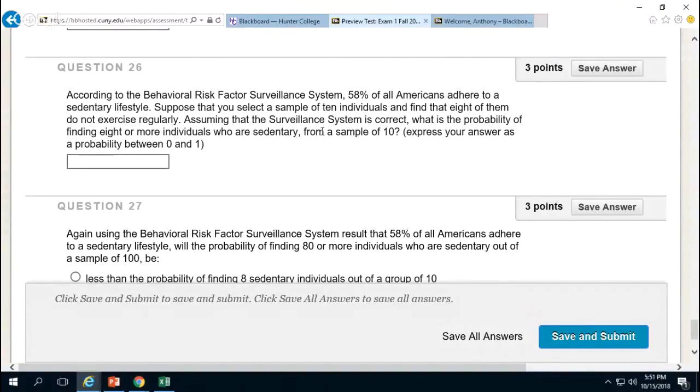Okay, according to BRFSS, 58% of Americans adhere to a sedentary lifestyle. In a sample of 10, you find that 8 of them do not exercise regularly. What's the probability of finding 8 or more who are sedentary from a sample of 10? Okay, I wouldn't try to do this one without the binomial distribution calculator handy. But you could do this by calculating the probability of exactly 8, exactly 9, and exactly 10, or you could do 7 or fewer, and then 1 minus that.